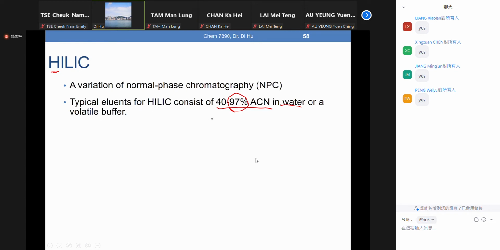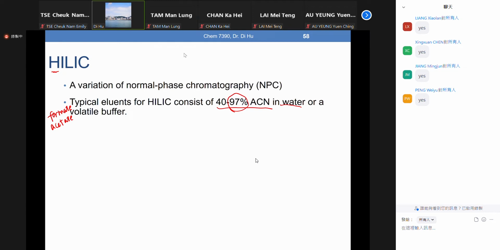Look, the mobile phase is ACN, water, and can also be volatile buffer. What is volatile buffer? Those are normally formate or acetate, okay? We mentioned buffers before. Can we use phosphate buffer here? Yes or no? Can I use phosphate buffer here?